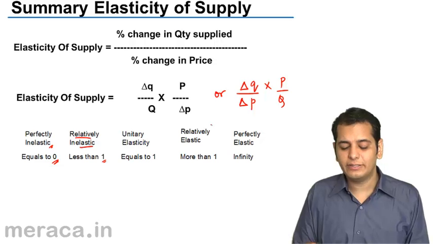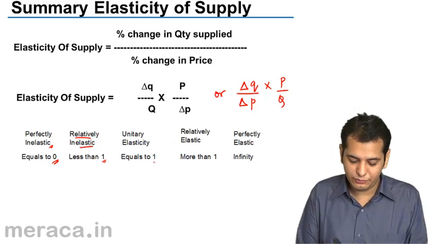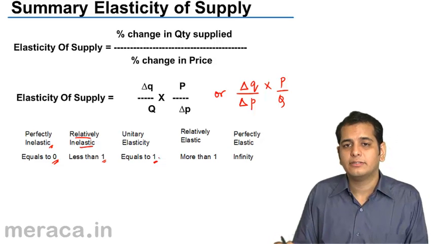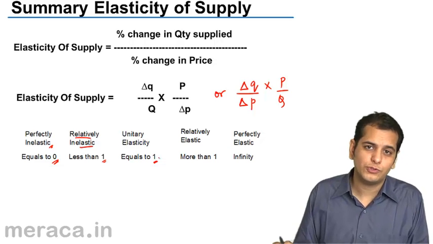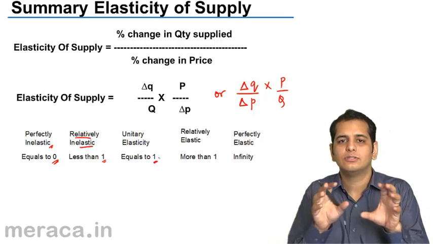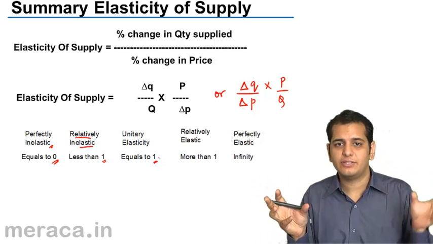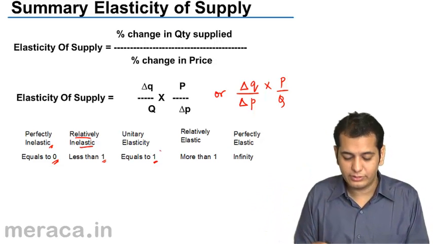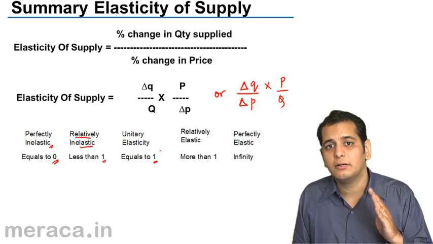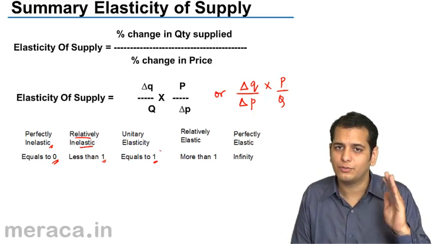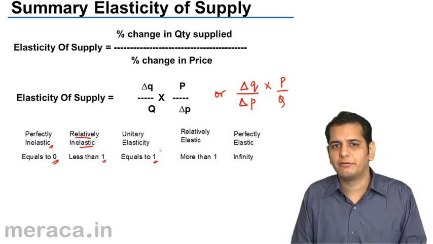What is unitary elasticity? Unitary elasticity is when the elasticity of supply equals to 1. And when the supply changes in proportion to a change in price, we call it unitary elasticity. That is, both are equal. Change in price and change in supply, both are equal. In this case, the supply curve is a bisector supply curve. That is, it bisects the origin into two equal angles of 45 degrees.